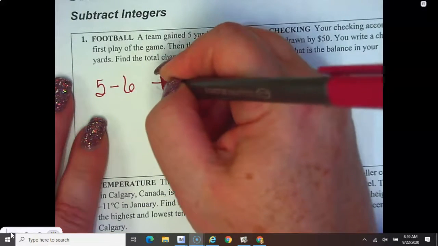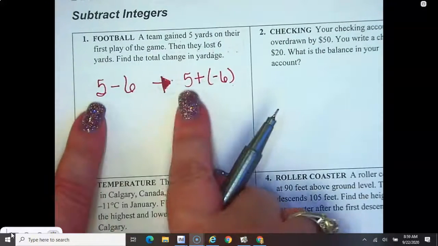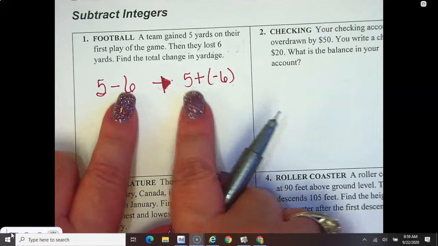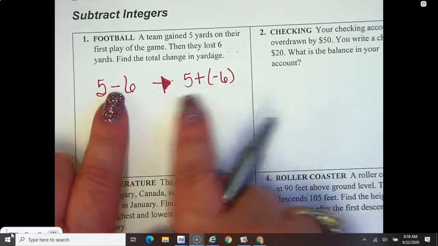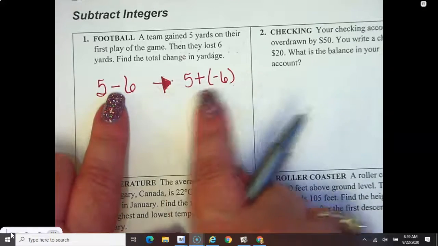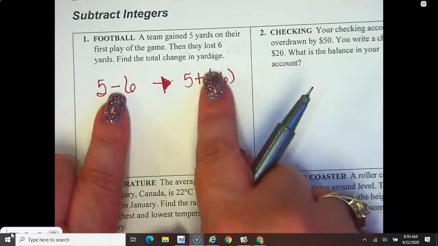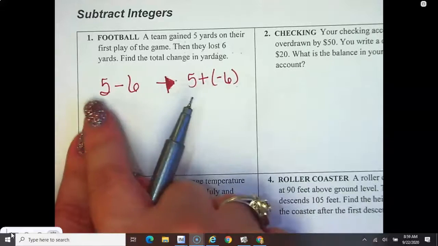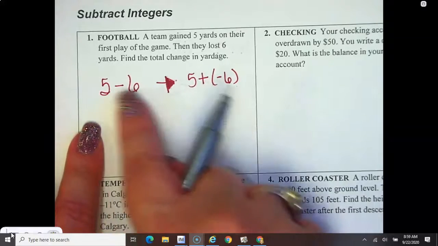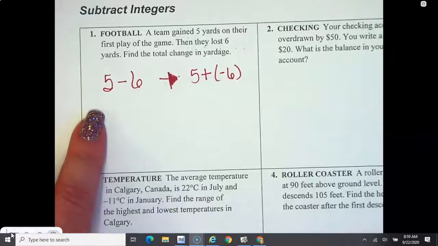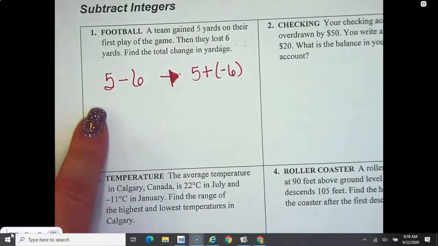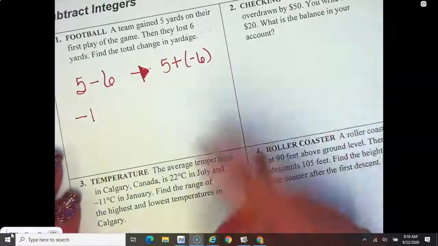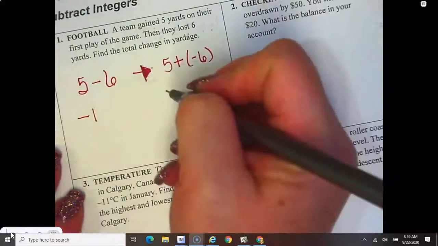Who said no? Aren't they the same? The 5 is the same. We would change that to plus, and we would change that positive to a negative. They're really the same problems. We would have written that when we were doing addition. They gained 5, and then they lost 6. These are the exact same problems. What's our answer? What's the total change in yardage? Negative 1. What does that mean? They lost 1 yard.